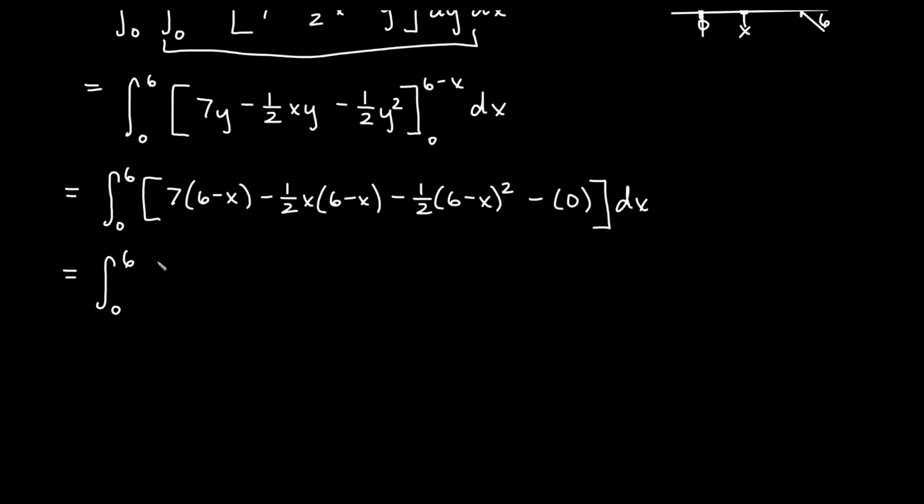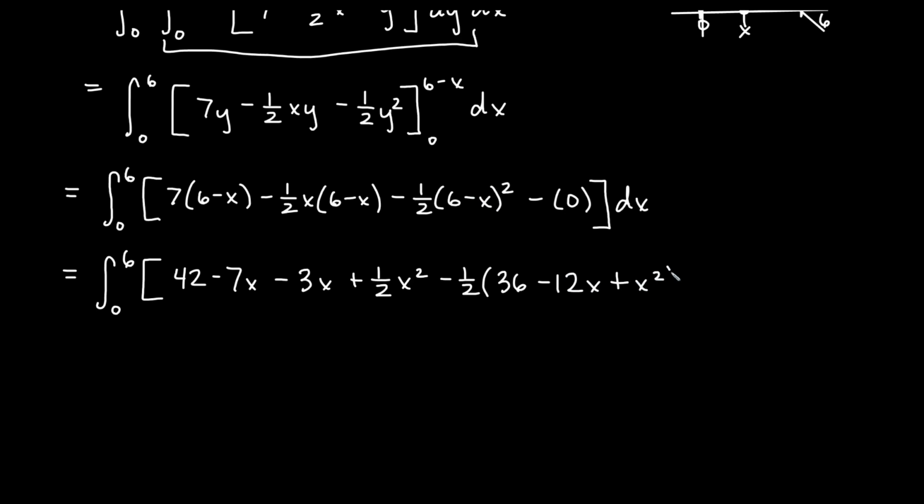So from 0 to 6, we will get 42 minus 7x minus 3x, distributing here, and then we'll get plus 1/2 x squared, minus 1/2. I'm going to distribute my 6 minus x 2 copies first before I use my negative 1/2. So I'll get 36. I'll get a minus 6x, and another minus 6x would be minus 12x plus x squared. All of that dx.